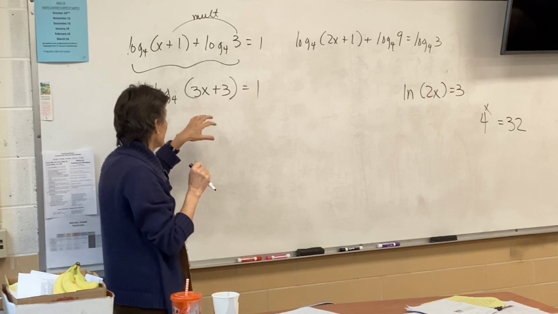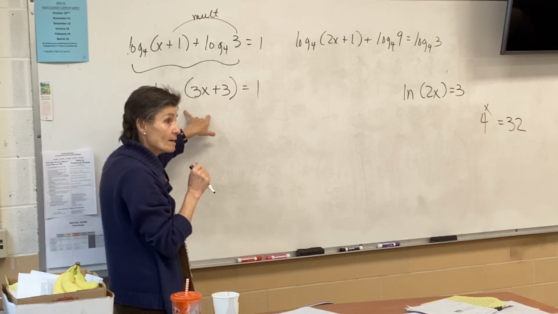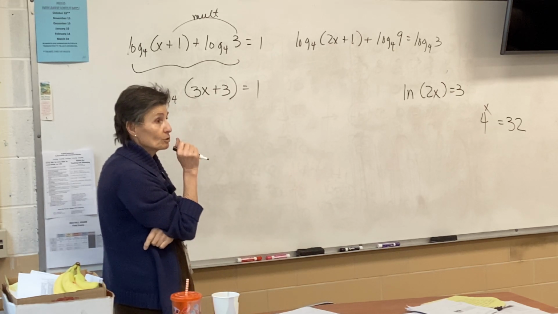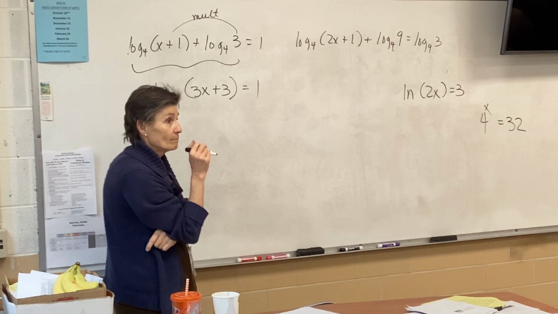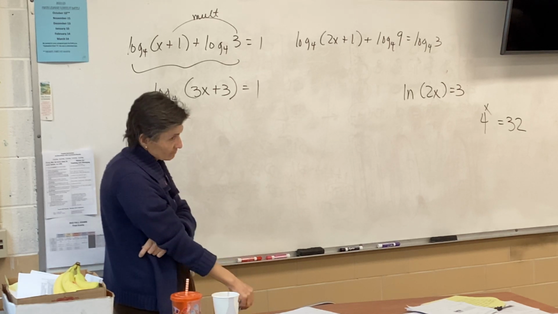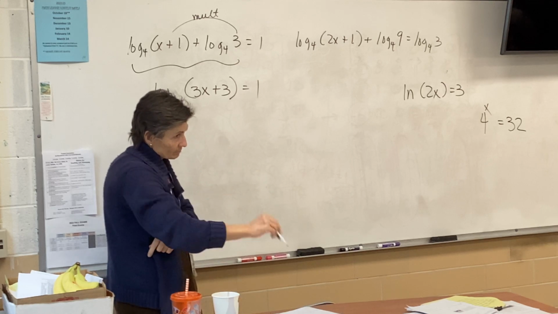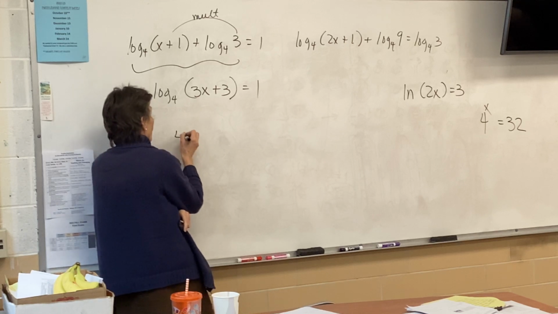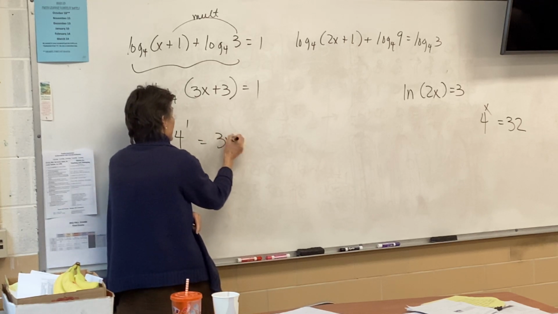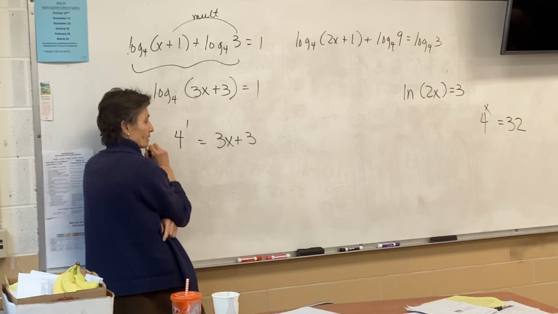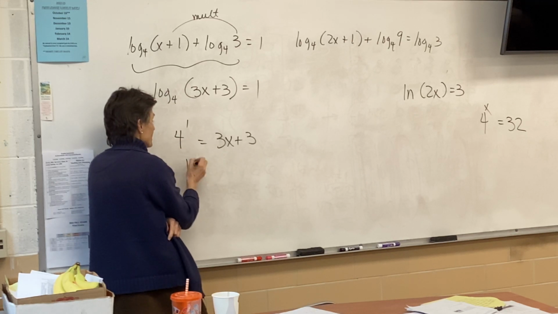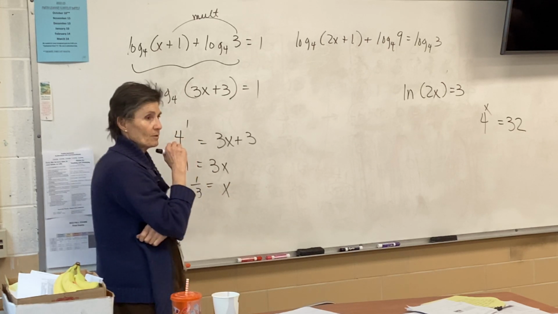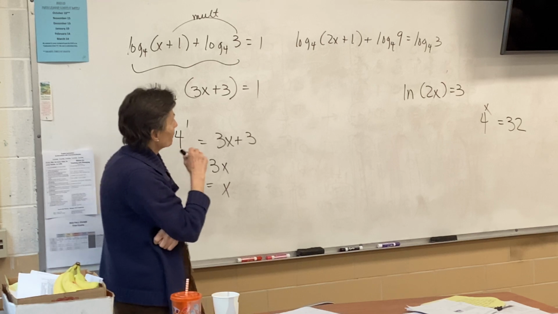Now what have I got here? I've got a logarithm equal to a number. What do I do when I have a logarithm equal to a number? You loop-de-loo, right? So 4 to the first equals 3x plus 3. So subtract 3. I got 1/3. Has anybody already done this? Did you get 1/3? Yeah. Perfect. All right, what about the other 3 here?